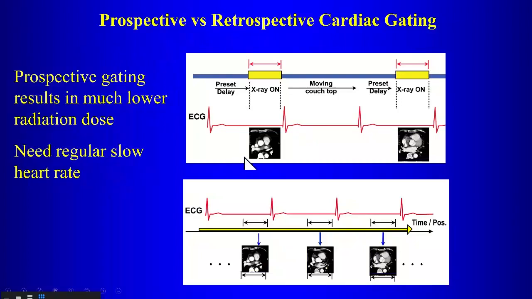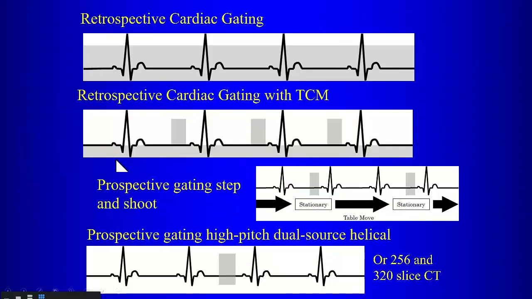So we talked before about retrospective and prospective gating. With retrospective gating, the tube is on throughout, as opposed to prospective gating where the tube is only on during diastole. So here, of course, you're going to have a higher radiation dose, but you are going to have all of these additional phases that are available to you to reconstruct images in. So the problem with prospective gating is you do need a regular low heart rate. You need to be able to predict when the next heartbeat is going to occur in order to capture the same phase when the X-ray tube goes on.